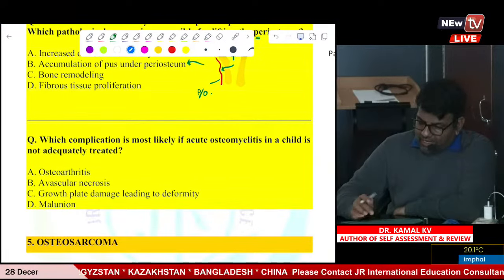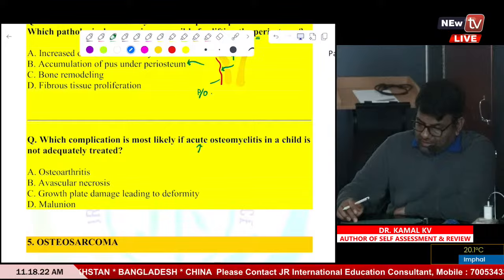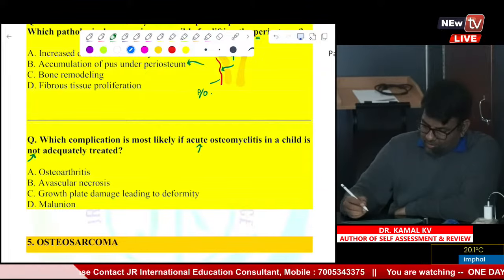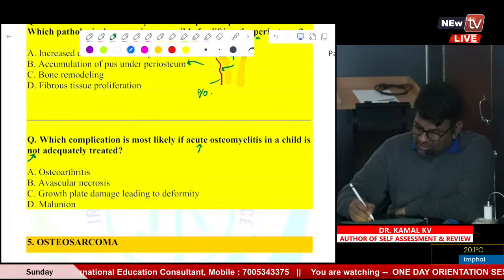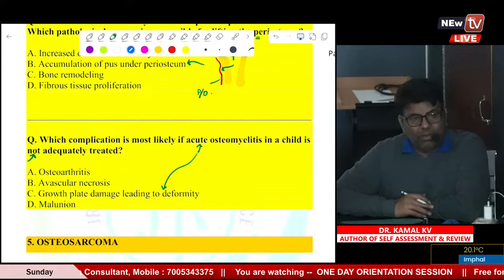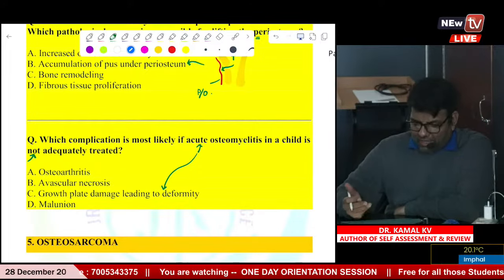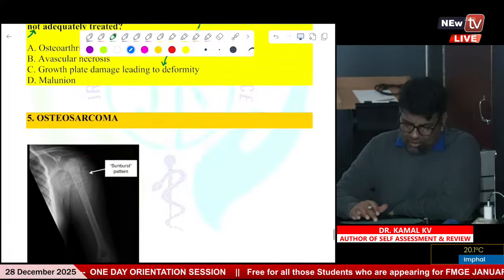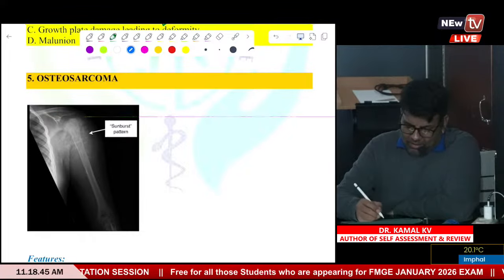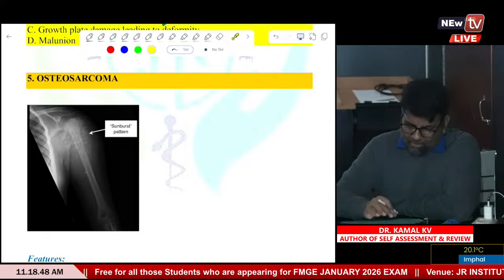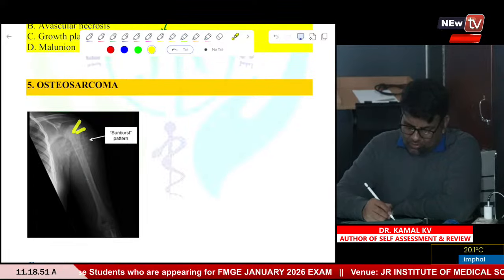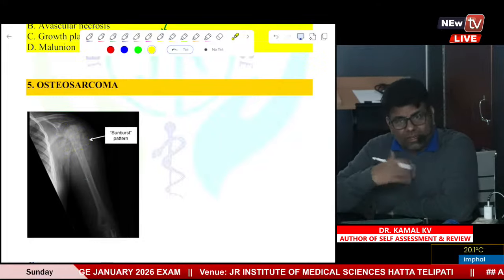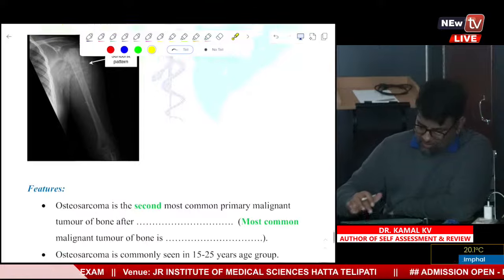Which complication is most likely if acute osteomyelitis in a child is not adequately treated? What can you think? There can be damage to the growth plate, and this can lead to deformity. Okay, so this is how you can remember. Then we come to osteosarcoma. Now what can you see in the X-ray? Yes, we see calcification like this, and this is known as sunray appearance or sunburst appearance.